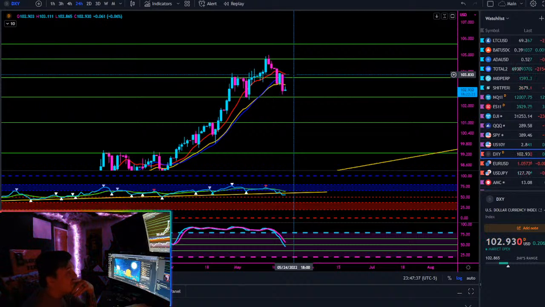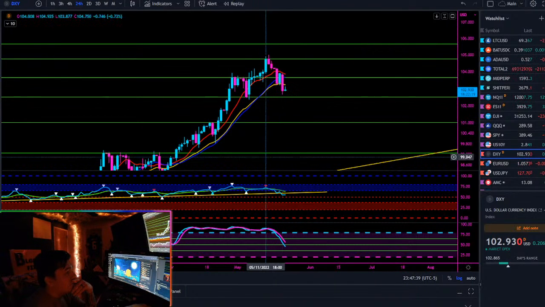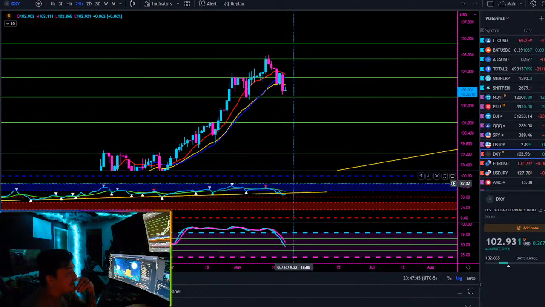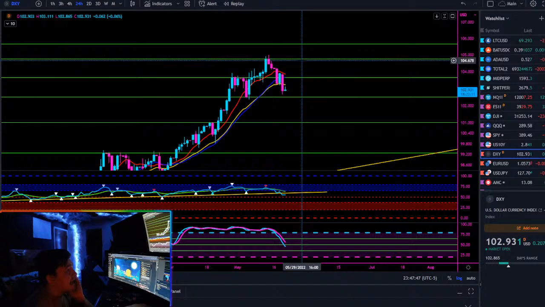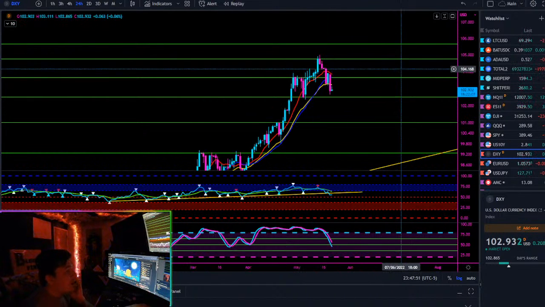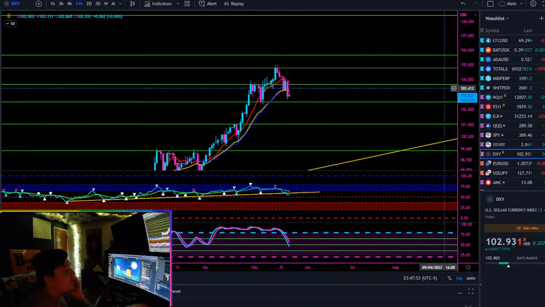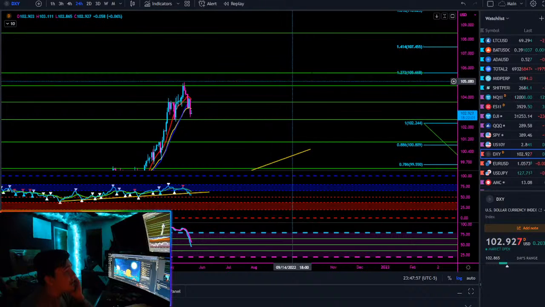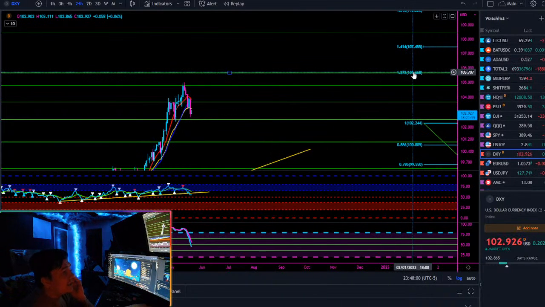If that condition is met, I would likely look for a higher low formation here and possible bullish divergence on the RSI, and that would likely send price action back up towards the current highs at 104.75. Now, we all know where we're going with this one. Any open and close above the current high leads me to the next target, which is the 1.272 Fibonacci extension right around 105.70.